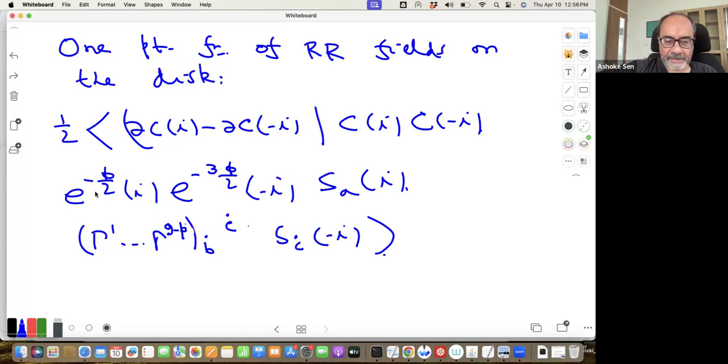On the right, you have e to the minus 5 by 2 times SA. On the left, you have e to the minus 3 5 by 2 times SC dot. And together you are replacing it by its image. And that still has the correct GSO parity.